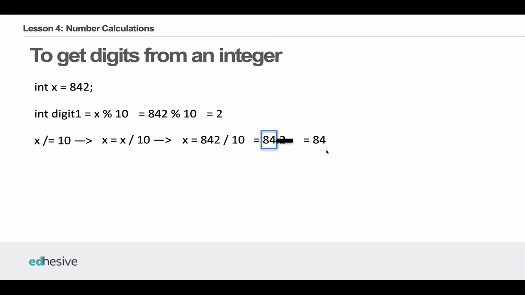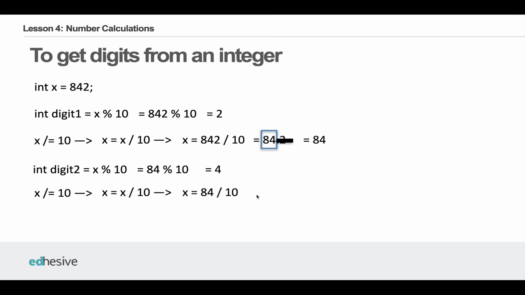Since I'm down to 84, I can now grab this second digit by using the same concept I did here. So digit 2 is equal to x, which is now 84, modulus 10. If I do that, I just get that 4 digit at the end. Again, when you modulus 10, you're going to get that last digit. And hey, I need to get my third digit. So all I have to do is divide it by 10 again. So 84 divided by 10 is going to be 8.4, but remember I can only store the integer value. So that's going to give me 8.